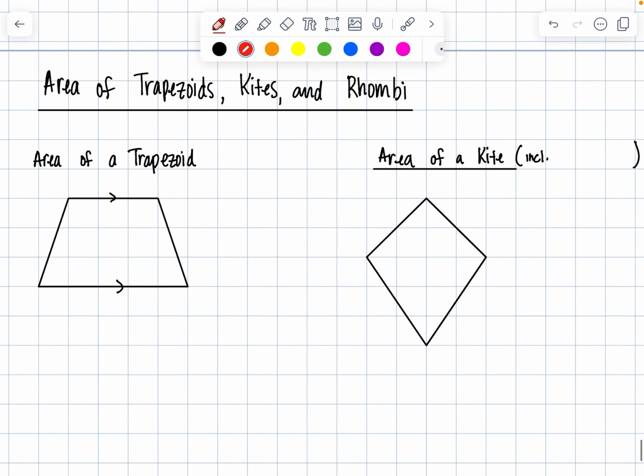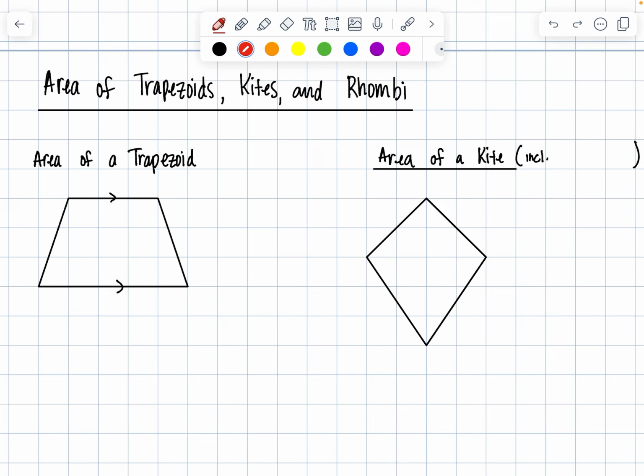Hello and welcome to our next section, continuing the section on area for quadrilaterals. We're working now with trapezoids, kites, and rhombi. If you're wondering why a rhombus makes a second appearance, it is because a rhombus is technically a kite. So that means we could use the kite equation. And if you also remember, a square is also technically a rhombus, which means it is also technically a kite. So you could actually use this new equation for squares as well. So we'll talk about that.